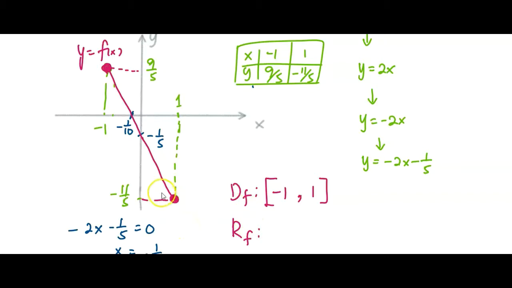So for the range, we'll find the lowest point of our graph. This is our graph. The lowest point will be this point, and it has the value y of negative 11 over 5. So the range will start from negative 11 over 5, followed by the highest point. This is the highest point of the graph, and it has the value of y 9 over 5. Okay, again, use the close bracket. So this is the domain and the range.